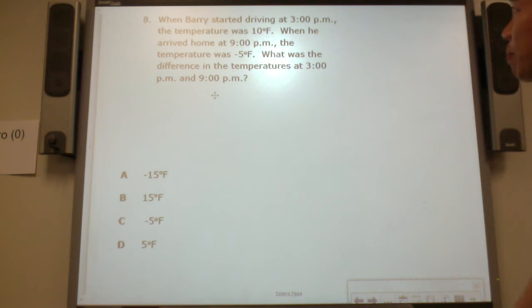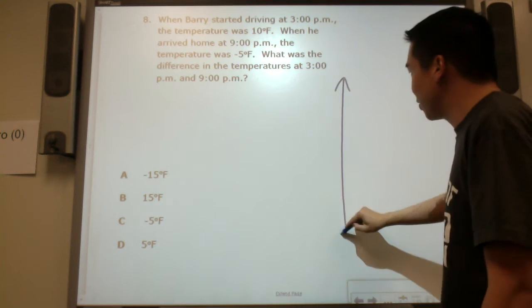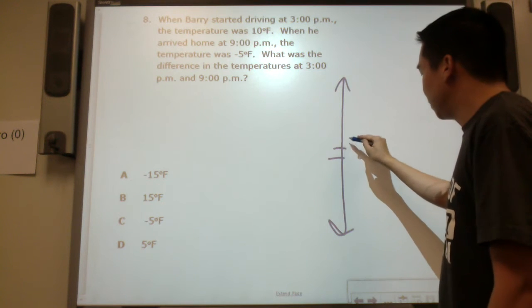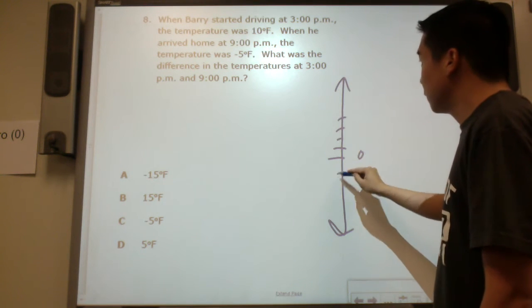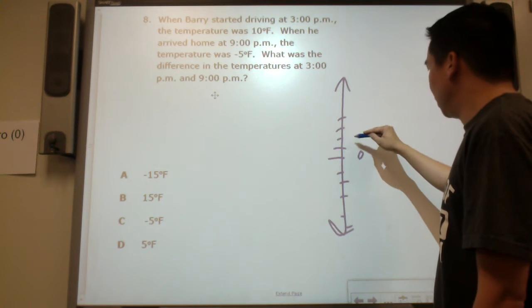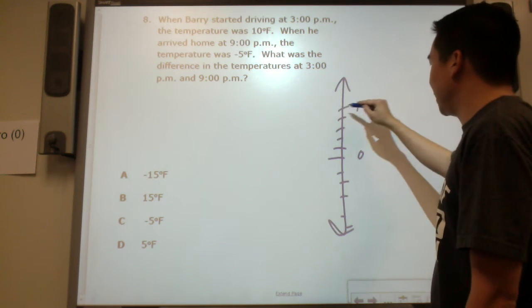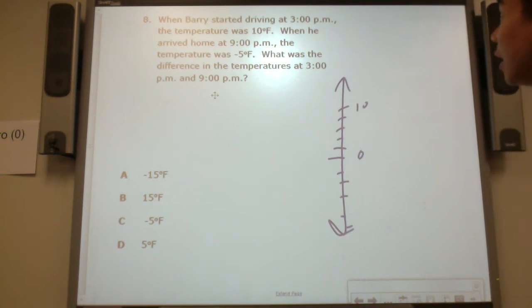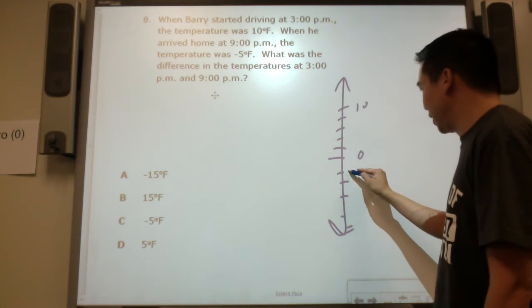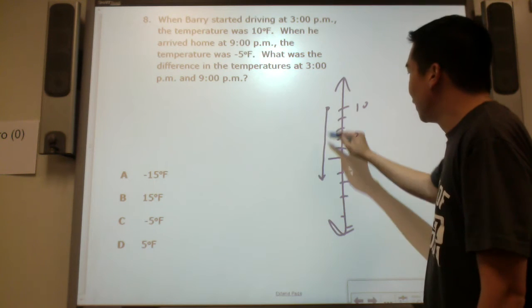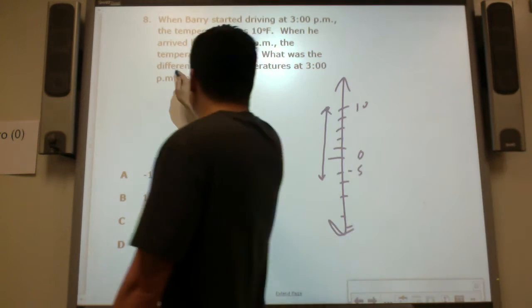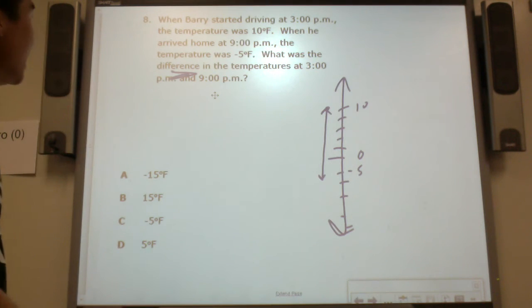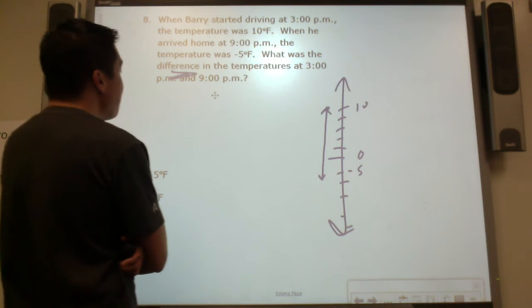Number 8. When Barry started driving at 3 p.m., the temperature was 10 degrees. So 2, 4, 6, 8, 10 degrees. The temperature was 10 degrees. That's 3 p.m. When he arrived home, it was -5 degrees. What was the difference in the temperature at 3 p.m. and 9 p.m.?